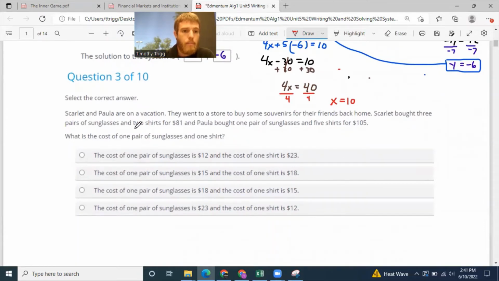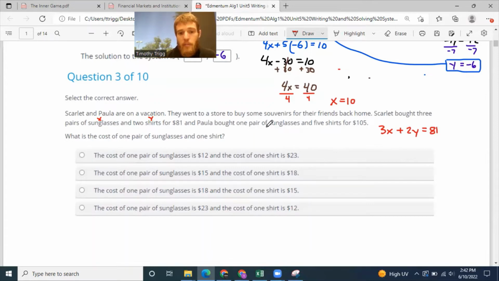All right, next question. Scarlett and Paola are on a vacation. They went to a store to buy some souvenirs for their friends back home. Scarlett bought 3 pairs of sunglasses and 2 shirts for $81. So let's go ahead and write the equation for Scarlett's purchases. It says that she bought 3 pairs of sunglasses. Sunglasses are going to be X, and then the shirts are going to be Y. Okay, so she bought 3 pairs of sunglasses, plus she bought 2 shirts, and the cost of her purchases is $81.